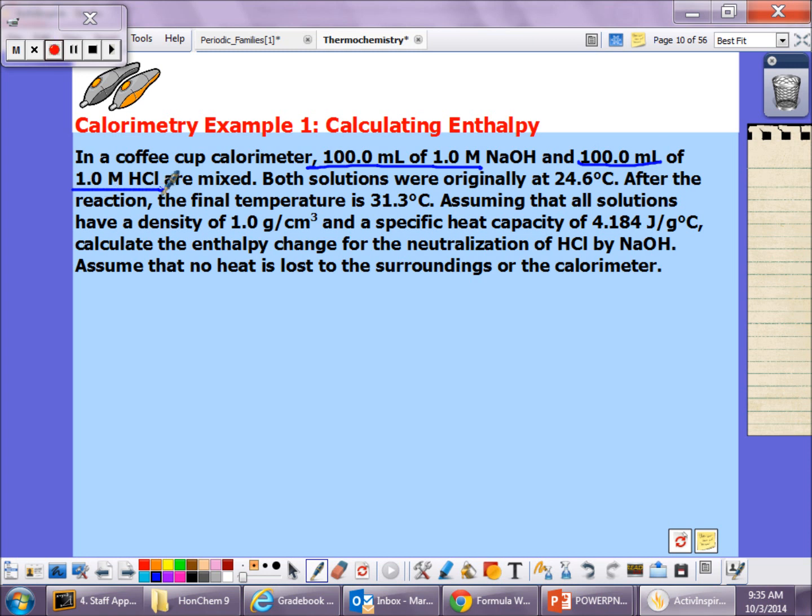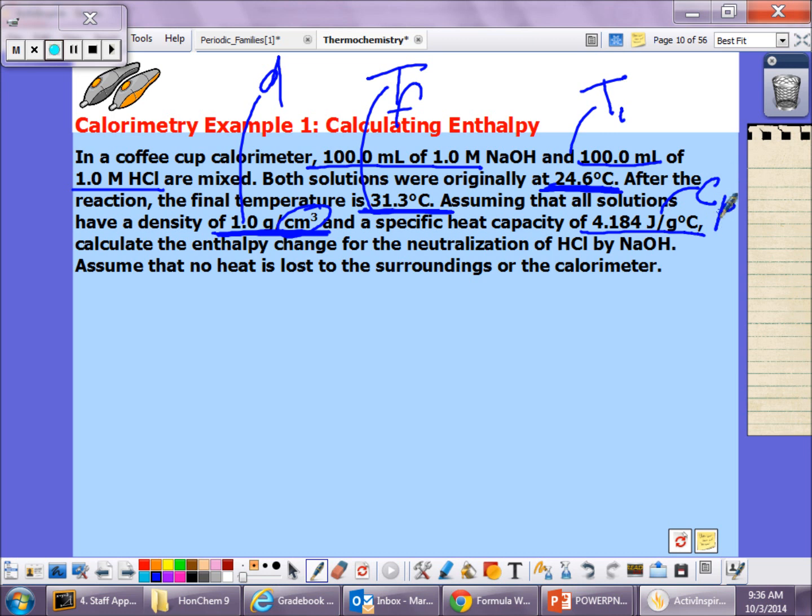Both solutions were originally at, this is our initial temperature, we will call it Ti or T1. Okay, Ti for initial. After the reaction, the final temperature is this. So this is our TF. This is our final temperature. Assuming that all solutions have a density of, this is very important, this is the density. And remember, centimeter cube is the same thing as milliliter. So it's 1 gram per milliliter. And a specific heat capacity of this. So symbol, we will use C subscript P for specific heat. And look at the unit, it is joules per gram degrees Celsius.